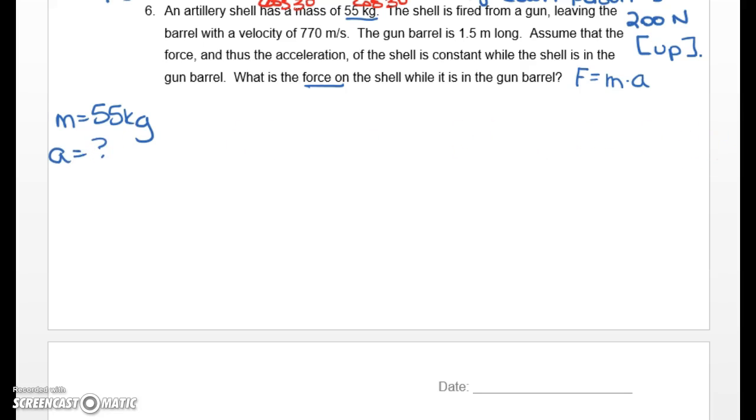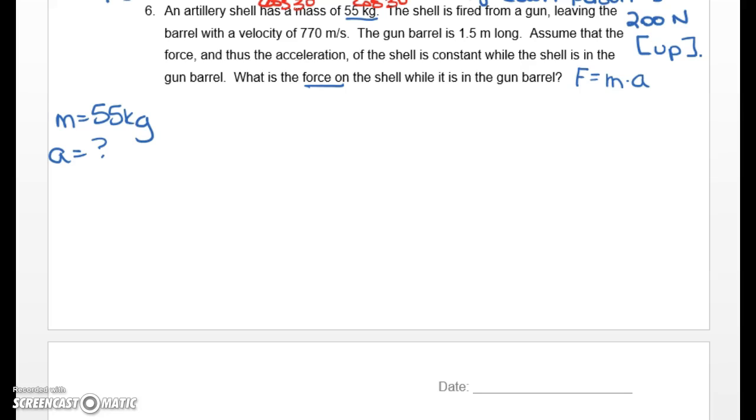In order to find that, we're going to use one of our kinematic equations that we learned in our first unit. And before I just give you which equation we're going to use, I'm going to show you the process that we should use in order to find that.